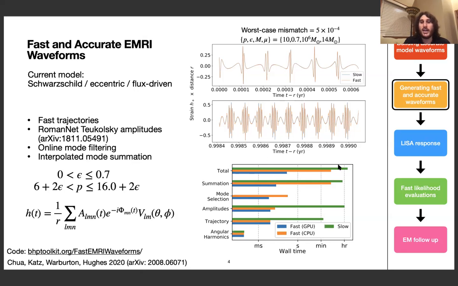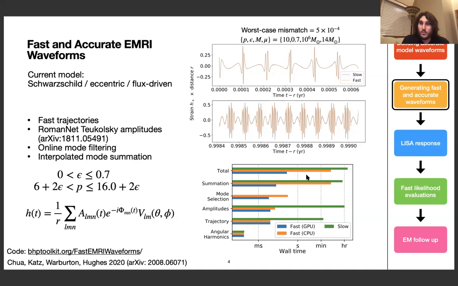So you look at the overall timing going on here, and what we see is that the slow waveform takes on the order of an hour, the fast CPU waveform takes minutes, and the fast GPU waveform takes 100 milliseconds or so, and once again, this is in the worst case scenario where we're considering the most modes.